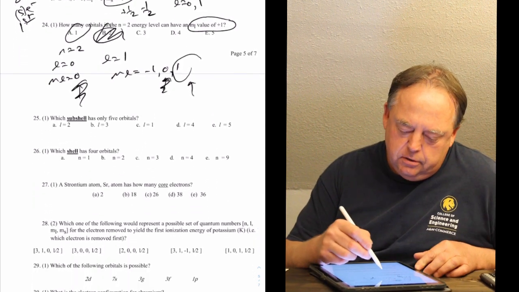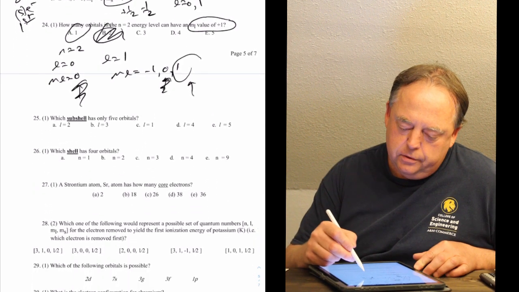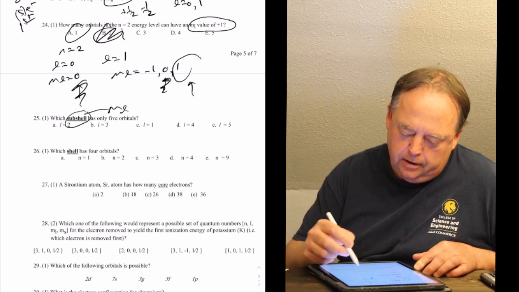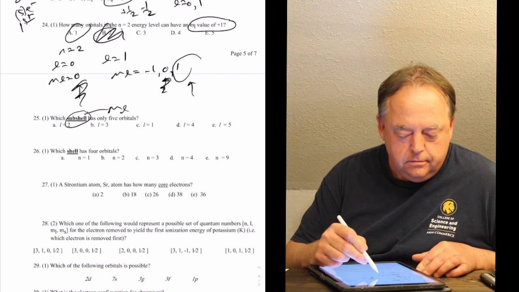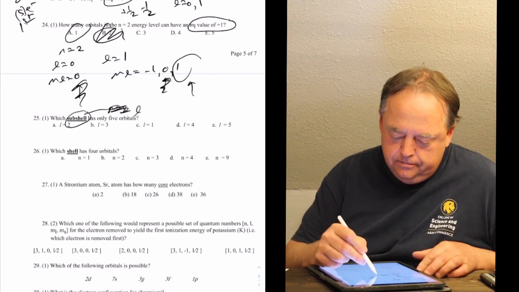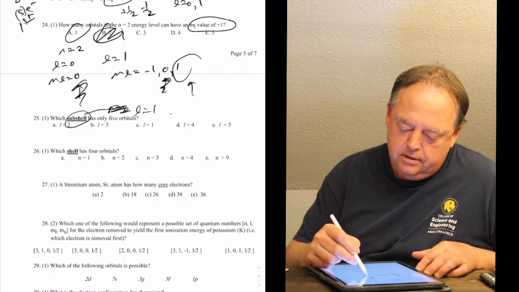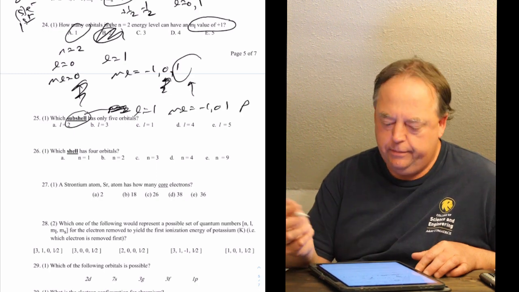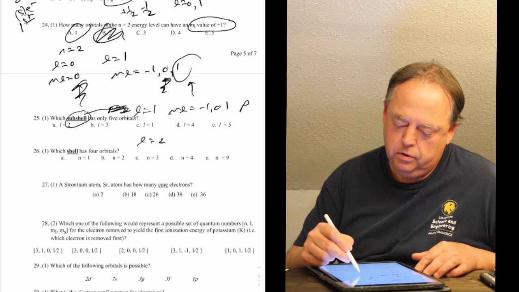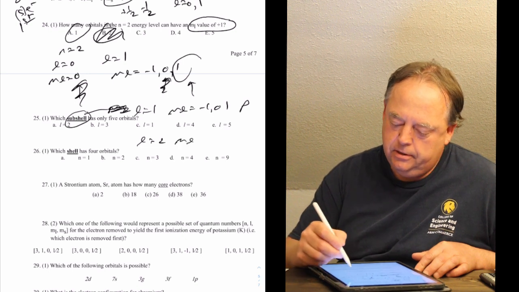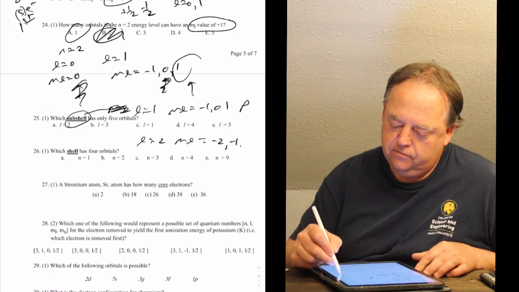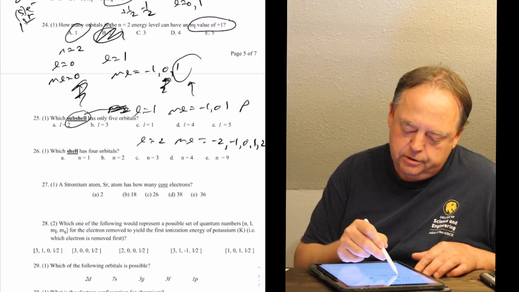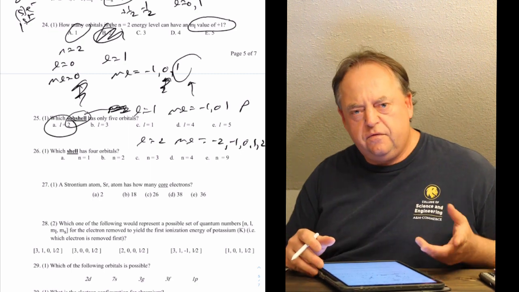Okay, so which subshell has only 5 orbitals? The subshell basically means m sub L, and that means L. So if L equals 1, then m sub L can be -1, 0, or 1. That would be p orbitals. There's 3 p orbitals. If L is equal to 2, then m sub L can be -2, -1, 0, 1, or 2. That's 5. So we're talking about d orbitals here. So L is equal to 2. There's 5 d orbitals.